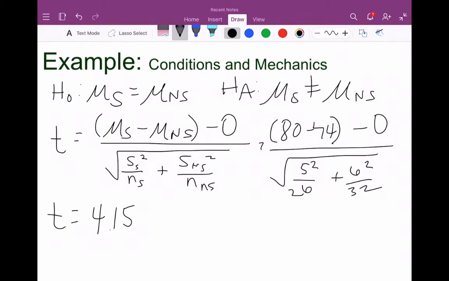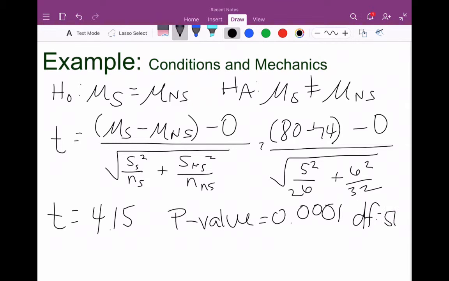Now that's a pretty high t-score, so it probably indicates that we're going to have a fairly low p-value. But we have to go ahead and calculate the p-value as well. So our p-value ends up equaling 0.0001, and this is with 56 degrees of freedom. And it's based off of a diagram that would look something like this. Because I do have a very low p-value, that means I'm going to reject my null hypothesis.